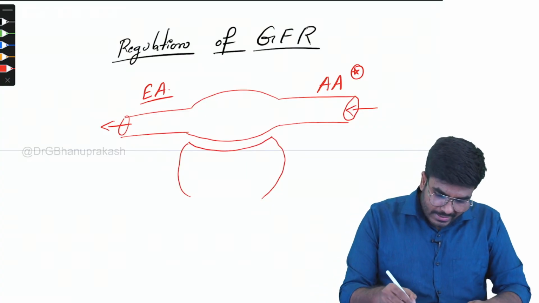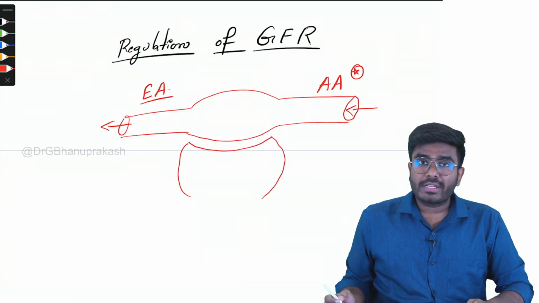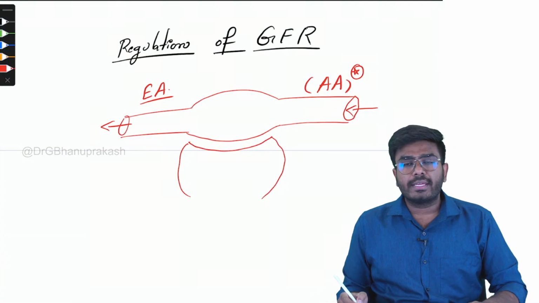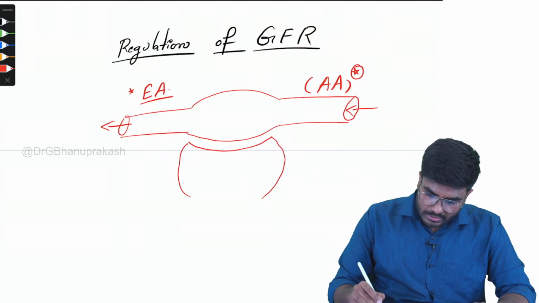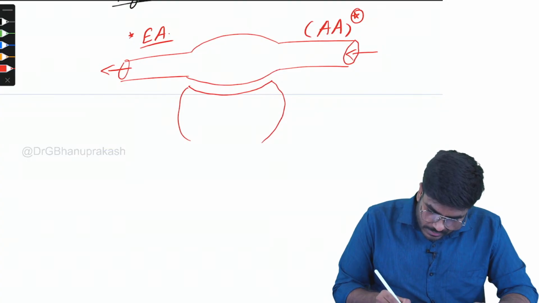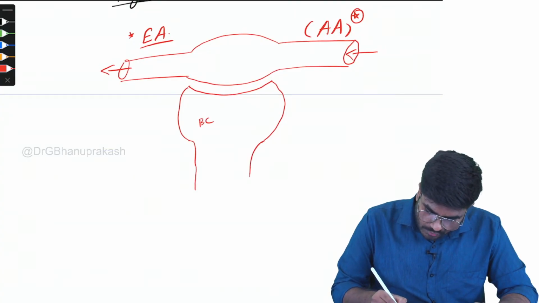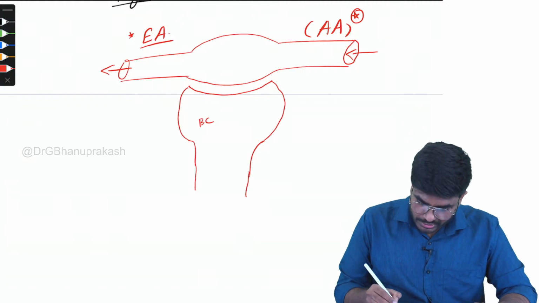Let's continue, guys. Now what we are discussing here is the afferent arteriole, which is bringing the blood to the nephron, and here is the efferent arteriole. Now see, here is the proximal, here is the Bowman's capsule. Now I am showing you, this is the first part of nephron, which is called as a proximal convoluted tubule.